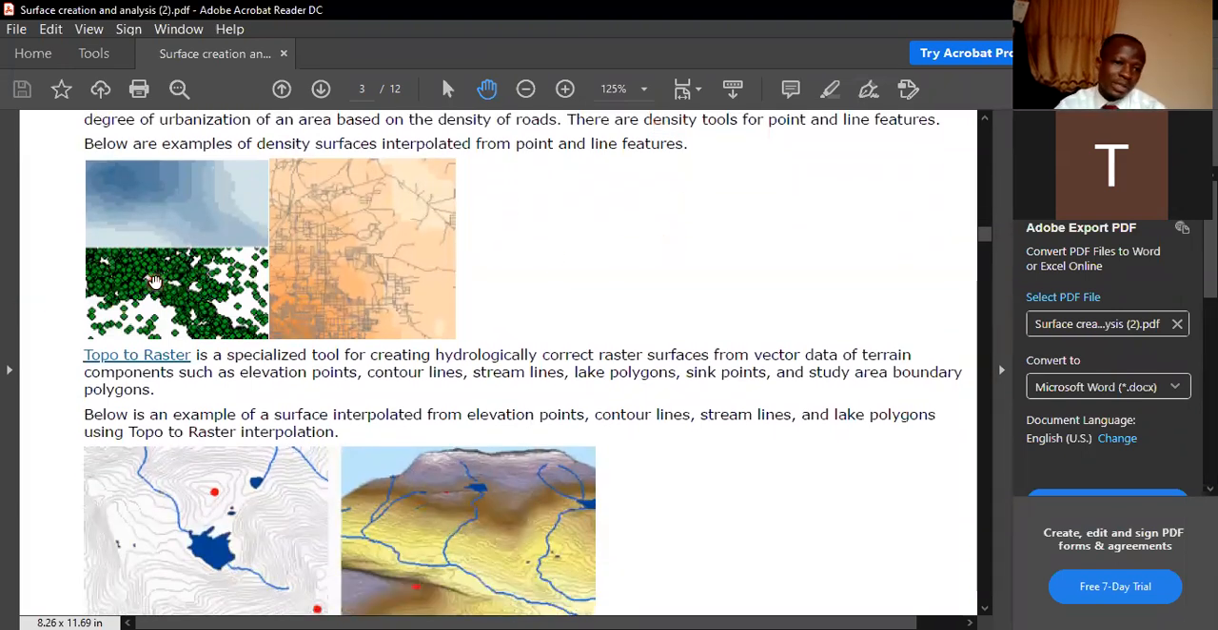Here we have a set of points, and then we've created a surface up here. You can see the areas where there are fewer points, you have a lighter color, and where we have more points, we're using a darker and deeper color. And on the right hand side, we have lines. So you can also create a density surface based on lines. We don't only do it for the points, we can do it for lines as well.